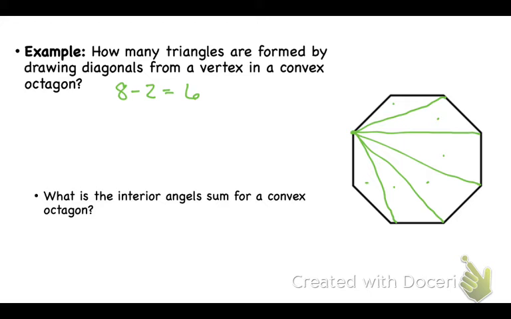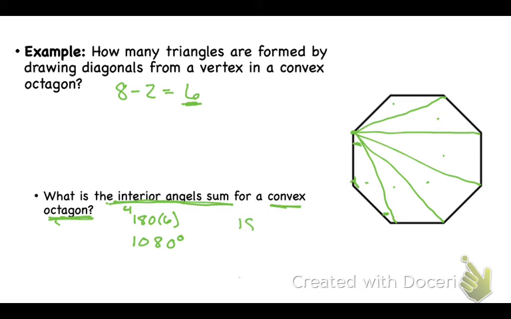Then it says, what is the interior angle sum of a convex octagon? And this is important, guys. These are all convex rules, not concave. If it's concave, it's going to change the rule a little bit. Well, how many triangles were there? 6. How many degrees is each triangle? 180. So 180 times what? 6. So that's 1080 degrees. You have to remember your degrees.